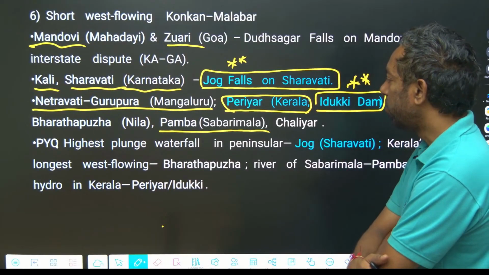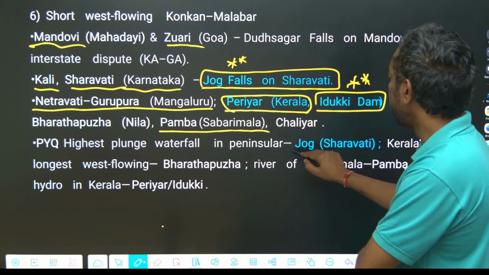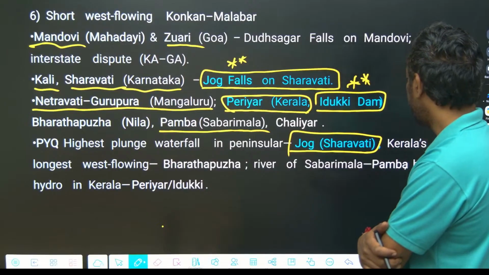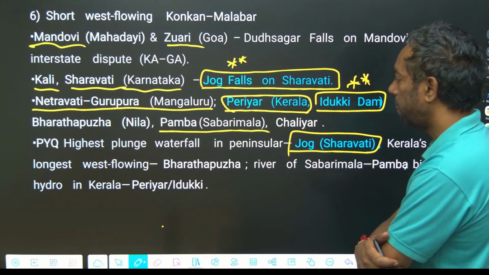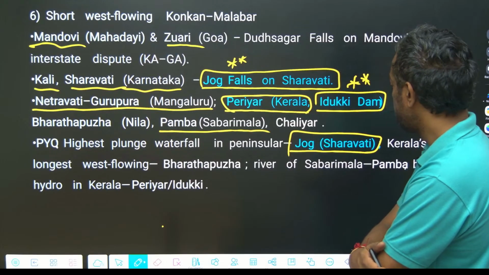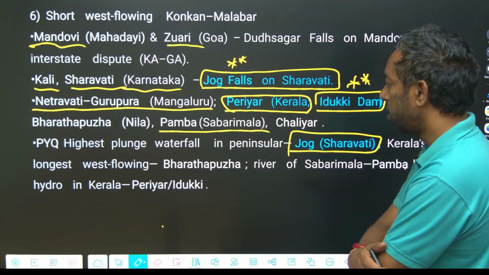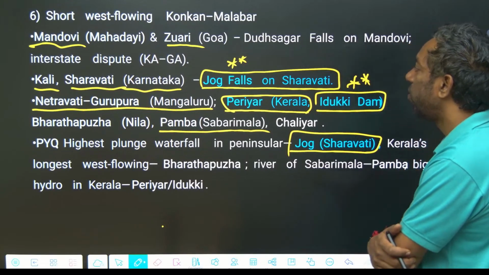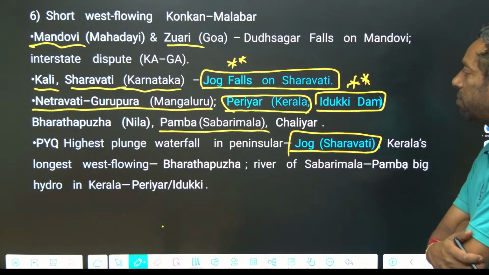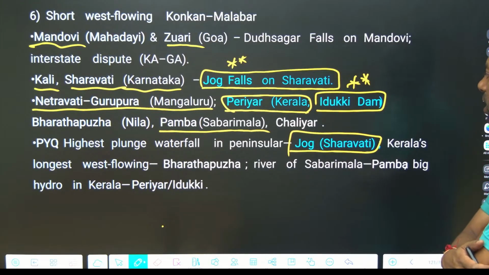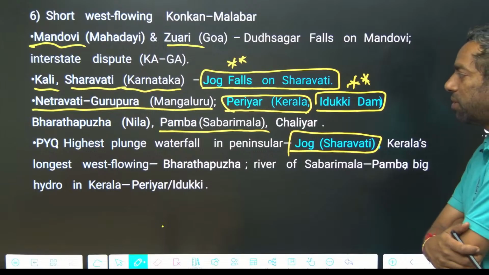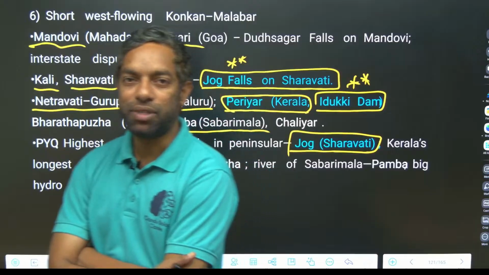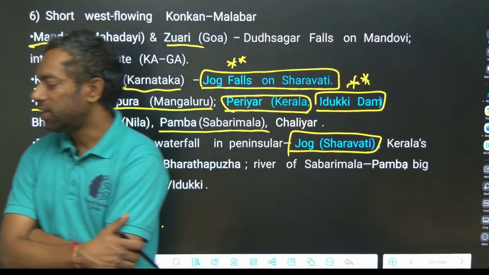The highest plunge waterfall in Peninsular India is Jog waterfall, Sharavati. Jog waterfall, Sharavati is important. Sabarimala, they don't ask you apart from this. Mandovi important, Jari important in Goa, Jog waterfall, Sharavati important, Periyar river, Kerala also important, Idukki Dam. These are the important west flowing rivers and their dams, guys. Just look into here, that is enough for you.